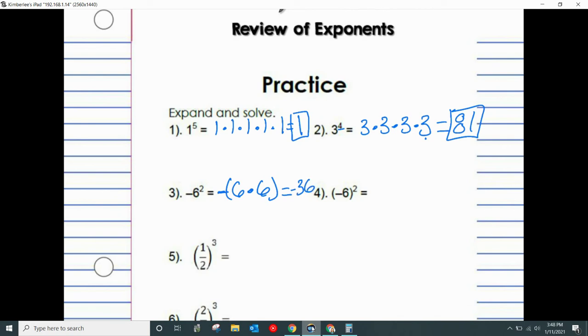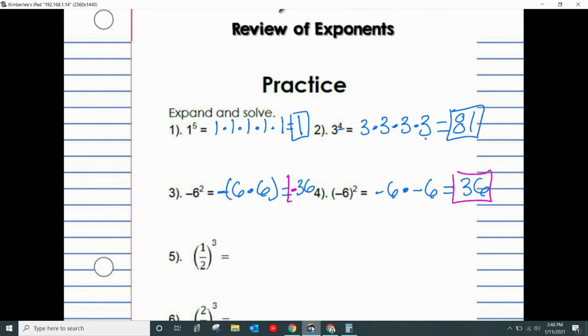Now, negative 6 in parentheses squared, on the other hand, means something different, and hopefully you were starting to remember these differences. If it's in parentheses, that means take everything in the parentheses and multiply that. So that actually means to say negative 6 times negative 6. Well, a negative times a negative becomes a positive. 6 times 6 is 36. So whereas this one over here was negative 36, this one is positive 36.